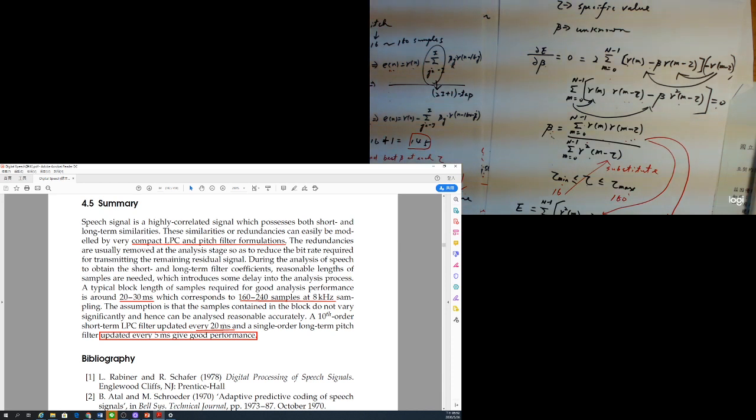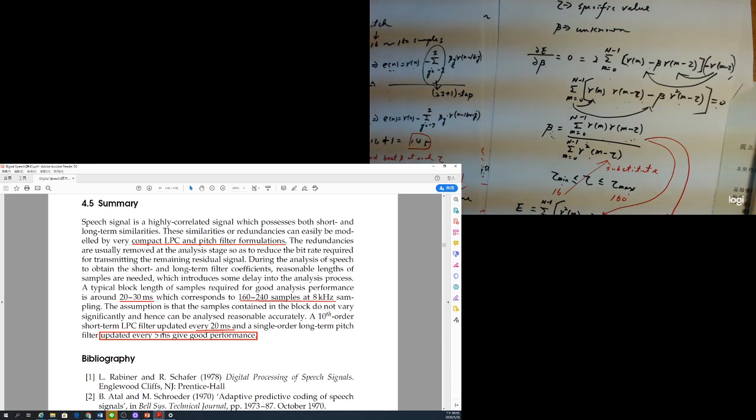So 1 second covers 50 frames. This is related to linguistics, like your phonics, the basic sounds. However, pitch is like a single-order long-term predictor, and sometimes it is updated more frequently, because if you synthesize a long speech frame using the same pitch period over the big frame, the synthesized decoder signal sounds like a machine.